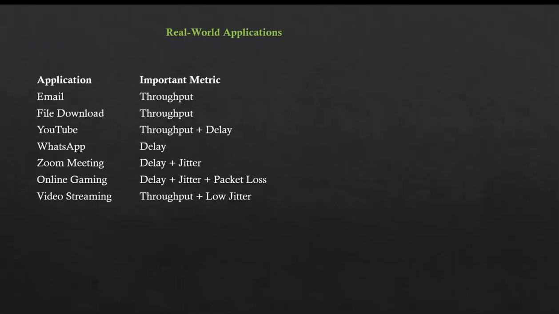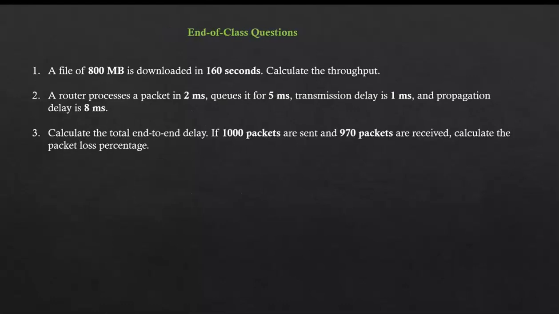Fine. Look at some of the real world applications. Email, the important metric to consider is throughput. If it is file downloads, again throughput. Watching a YouTube video, throughput plus delay. WhatsApp, delay. Zoom meeting, delay plus jitter. Online gaming, delay plus jitter plus packet loss. Video streaming, throughput plus low jitter.